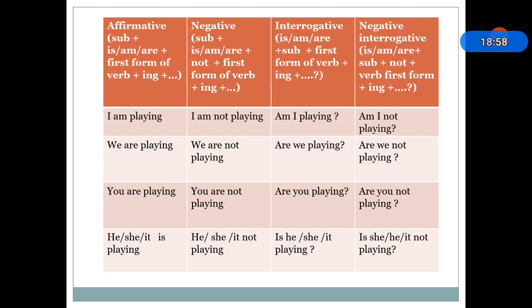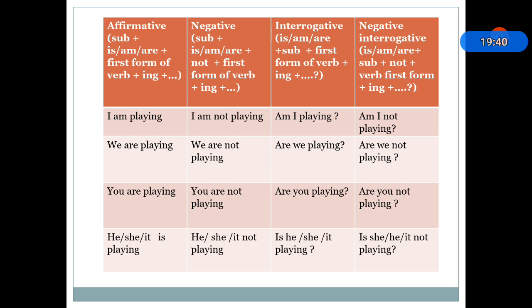Now let's see the classification, that is the various kinds of sentences and the rules which are used to frame these kinds of sentences. First is the affirmative sentence, that is the positive one. The rule for this is subject plus is/am/are plus first form of verb plus ing plus object. So for example, you can say: I am playing, we are playing, you are playing, he is playing, she is playing, it is playing.